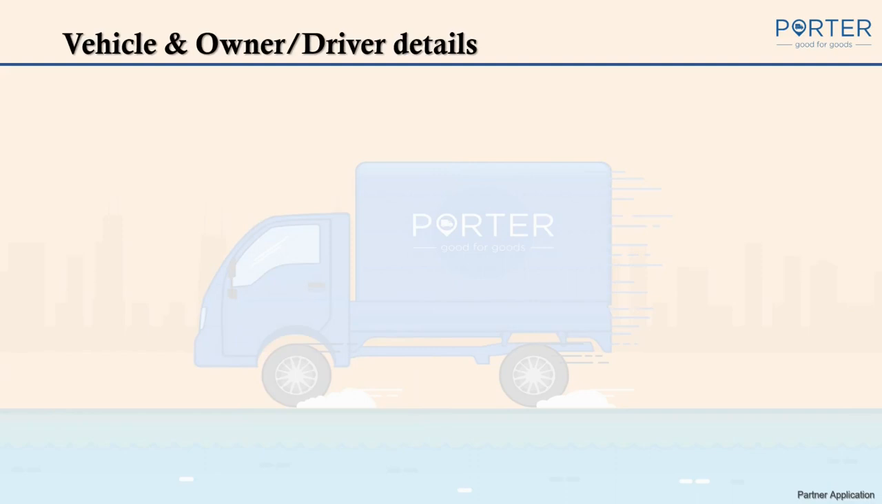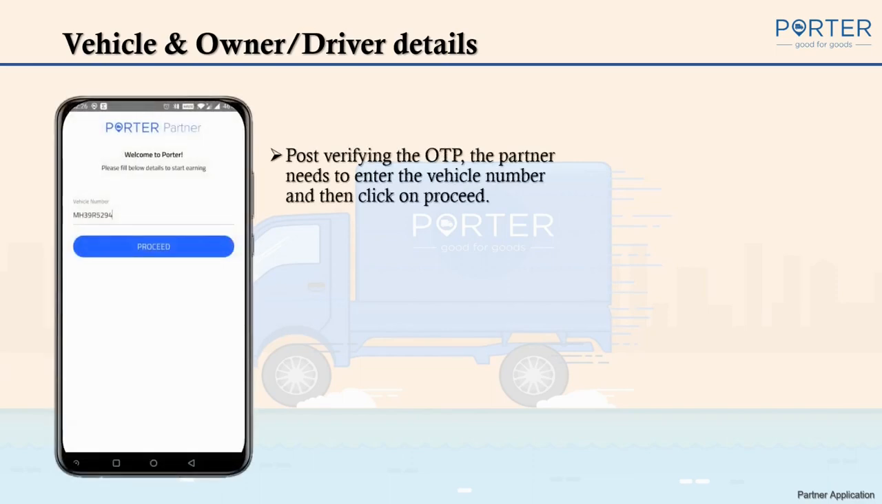Now that the driver has verified his registered mobile number using the OTP, the next step is to enter certain vehicle owner and driver details. So the first information that the driver needs to mention is the vehicle number that he would be onboarding with Porter. Once he has entered the vehicle number, he needs to click on proceed.